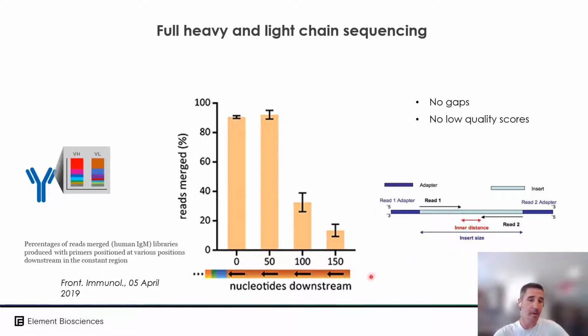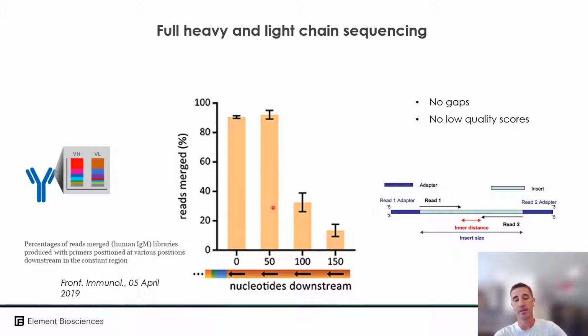And I guess back to my first point, what you see here is a graph from this 2019 publication showing, on the y-axis, the fraction of reads, read 1 and read 2, that can be merged as a function of where we're placing our primer on the actual transcript. So you can see that the further the primers are from the start of the gene, the fewer reads can be merged.